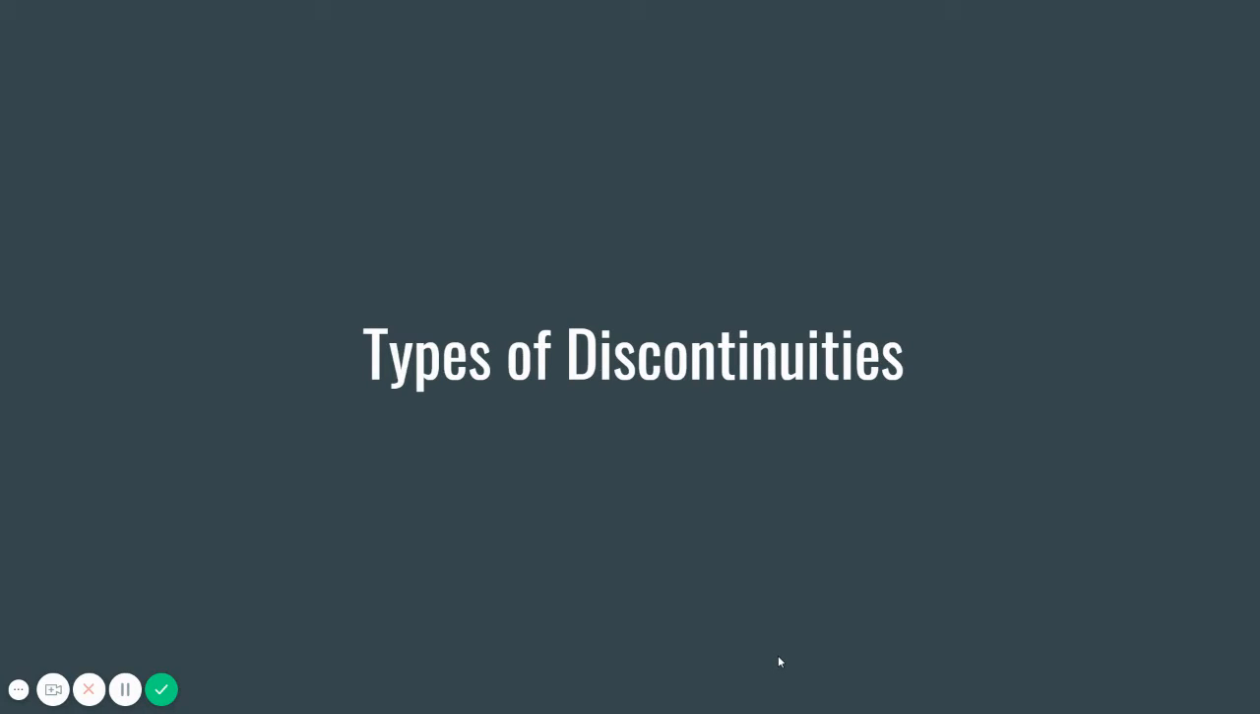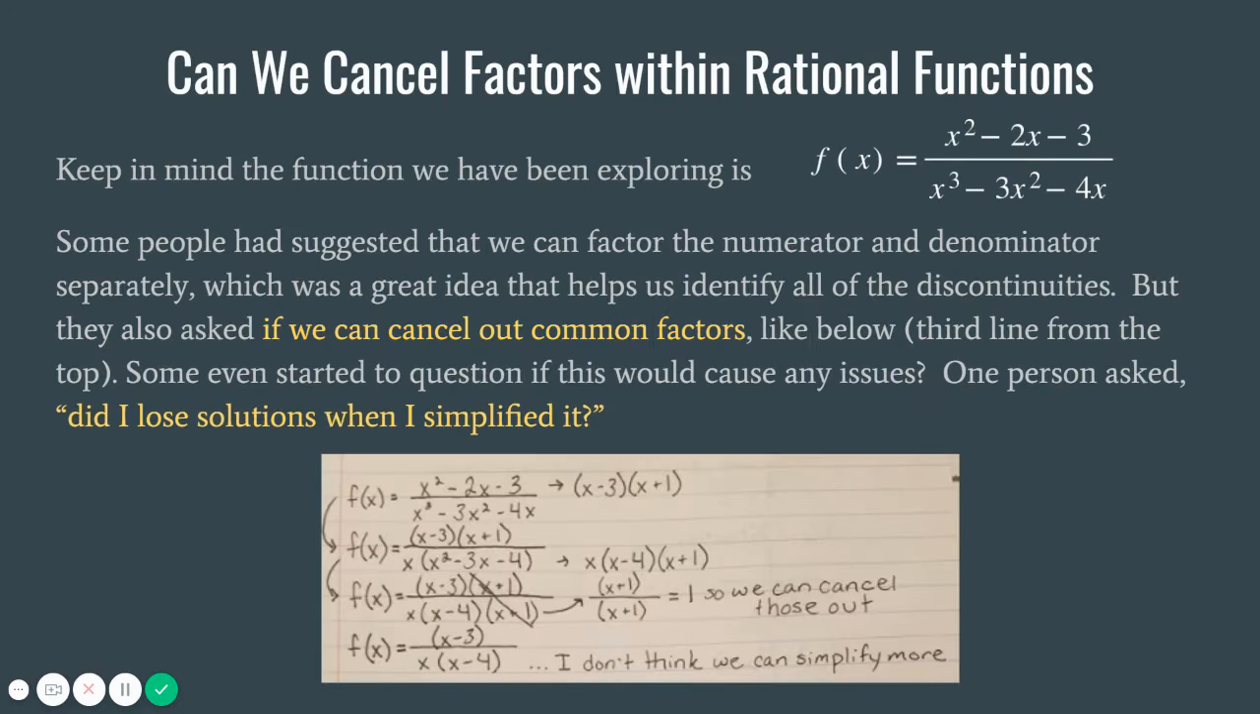So now that we have looked at where discontinuities on a rational function occur, we now need to start talking about what type of discontinuity it is. Like, do these discontinuities have anything in common? Do they all look the same? So go back, remember the function that we were looking at is right there.